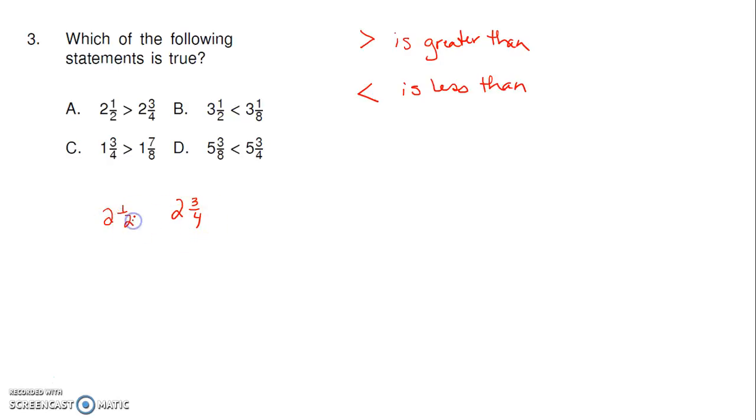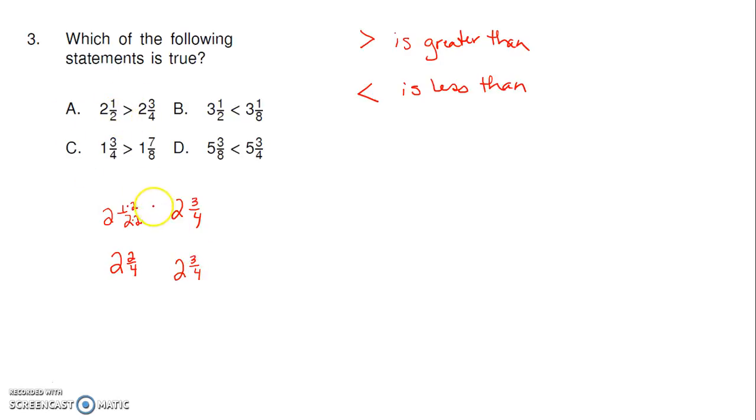So I could multiply that denominator by 2. If I'm going to multiply that denominator by 2, I also multiply the numerator by 2. So 2 1/2 would be 2 and 2 times 1 is 2/4. 1/2 is the same as 2/4. So what you're really trying to do is compare 2 2/4 to 2 3/4.